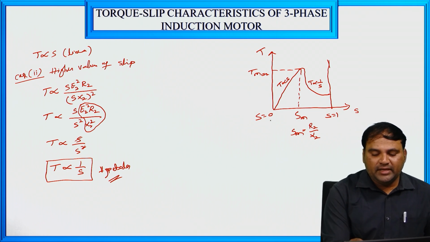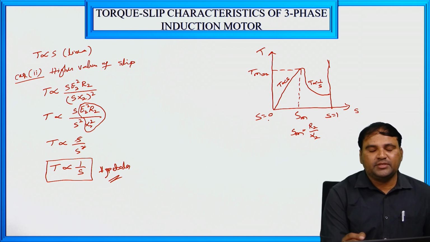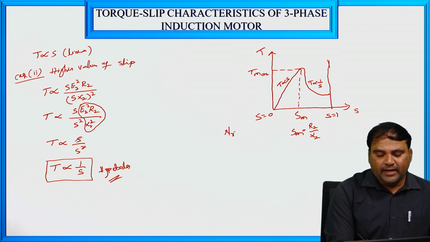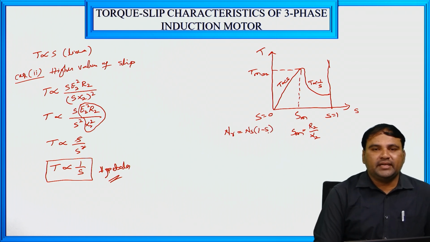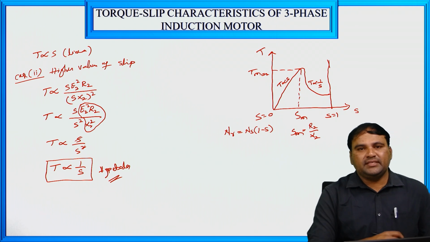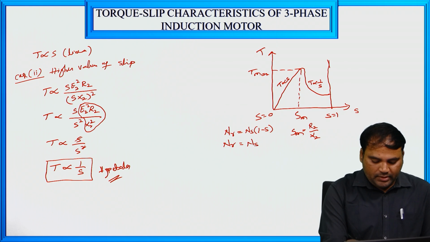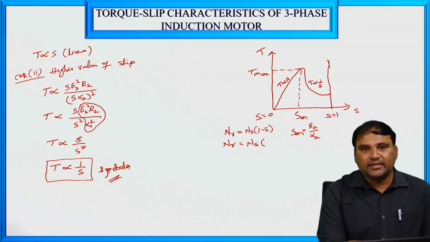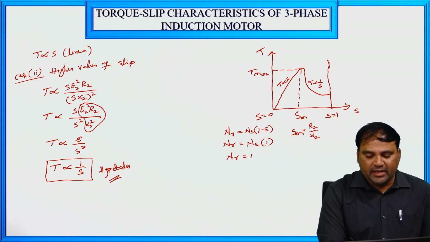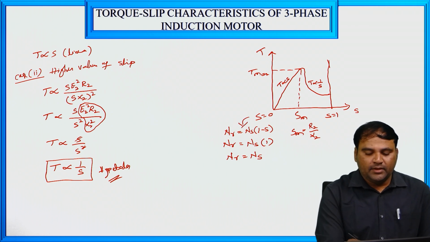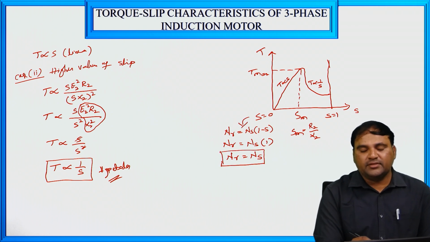Now, initially if slip S is equal to 0, what is the speed of the rotor, or the speed of the induction motor? We already know the equation: rotor speed Nr = Ns (1 − S). If S is equal to 0, we get 1, so the rotor speed is the same as the synchronous speed.